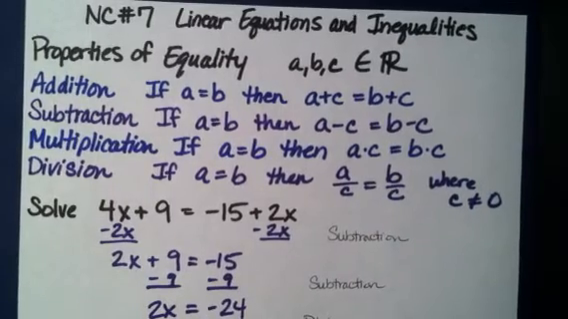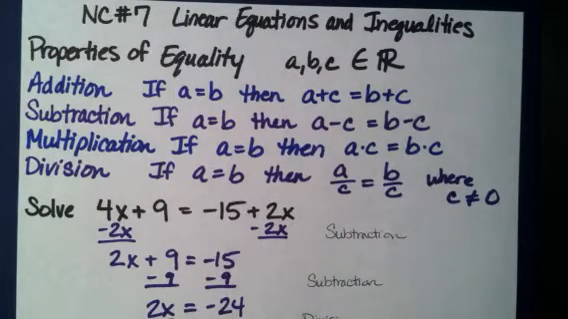On note card number 7, we covered linear equations and inequalities. The properties of an equality, if we use the variables a, b, and c, and those are all part of the set of real numbers, we have addition, subtraction, multiplication, and division. Whatever you do to one side of the equal sign, you must do to the other side of the equal sign. Same holds true for an inequality symbol.